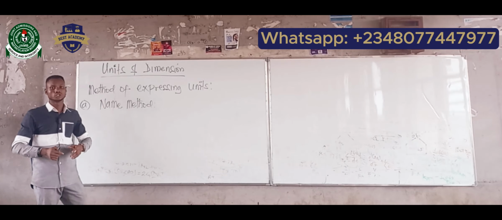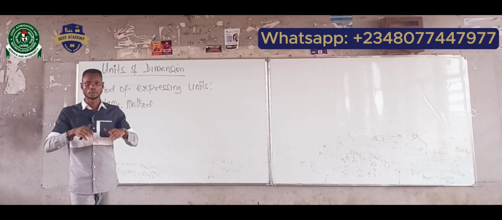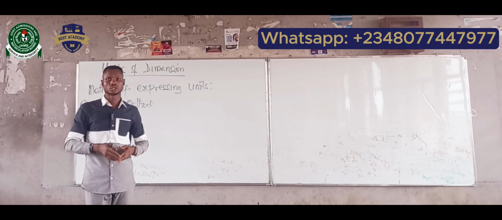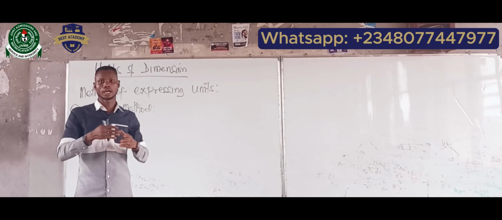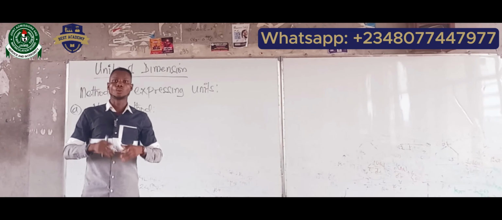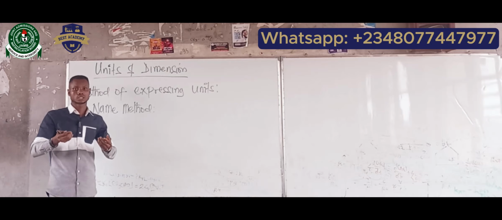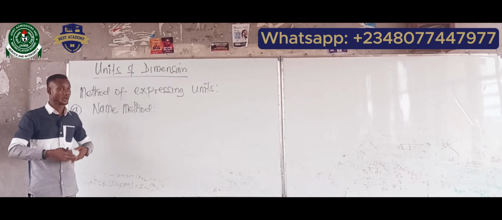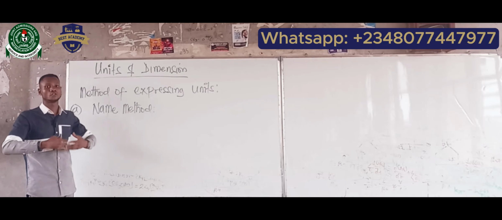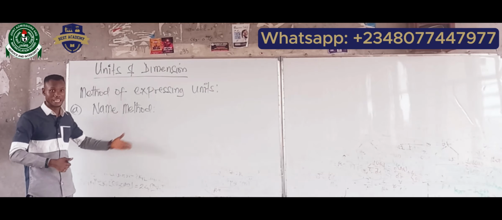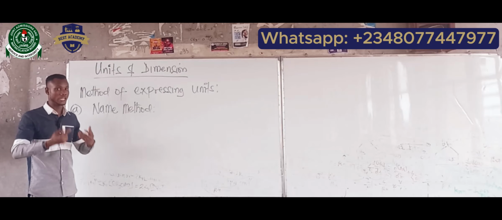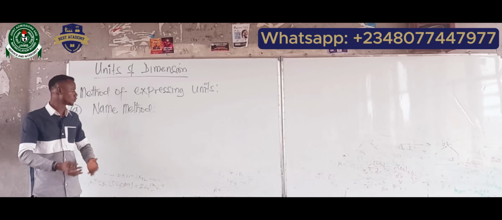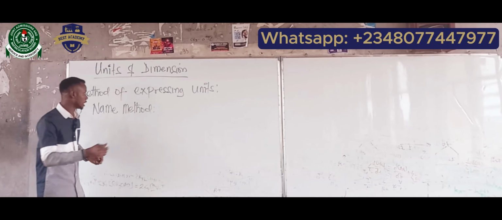Now sometimes you see some units expressed in terms of, maybe, force as Newton, pressure as Pascal, work as joules. Whenever you express units with the name of the discoverer, please take note of this. Whenever you express the unit with the name of the discoverer, it is known as what? Name method. Whenever you express a unit using the name of the person that discovered that stuff, we call it name method.